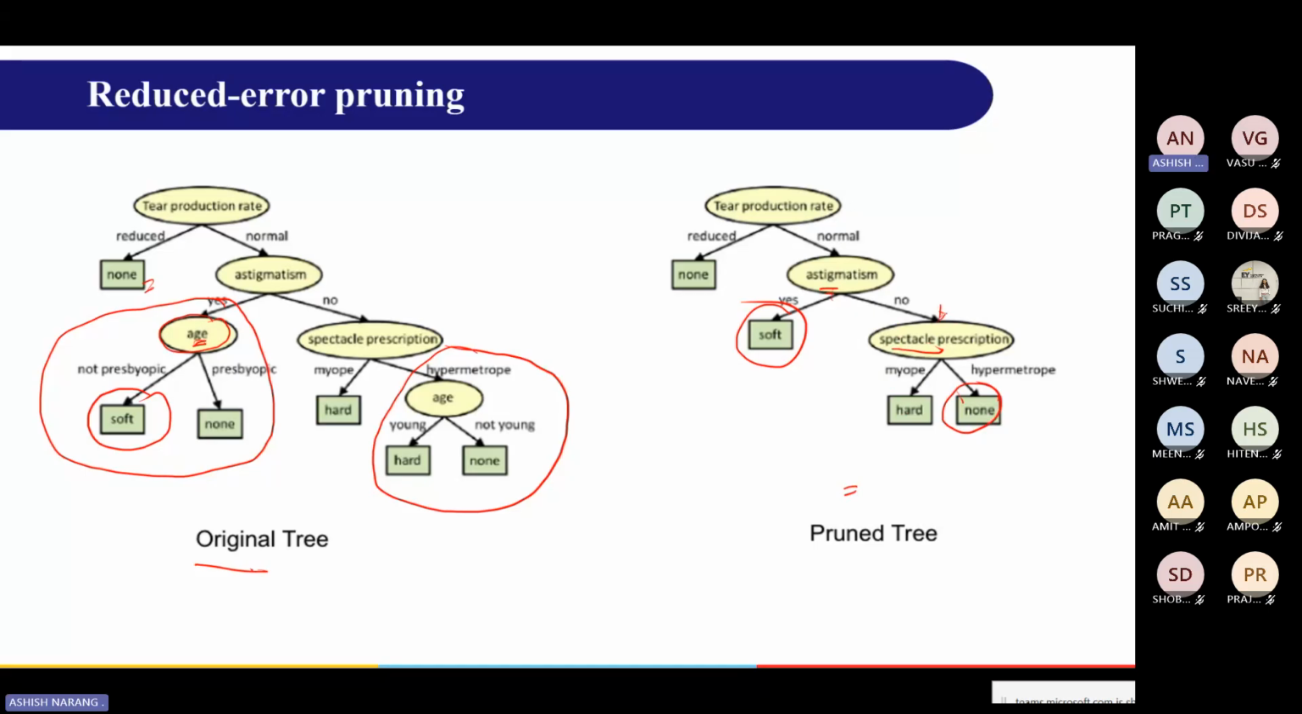It depends on the number of records falling. If on age, let's say soft is having, as I mentioned earlier in the example, these many records, and this is only having 5, so I can just merge them out. That's it.